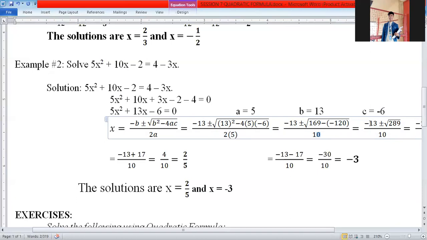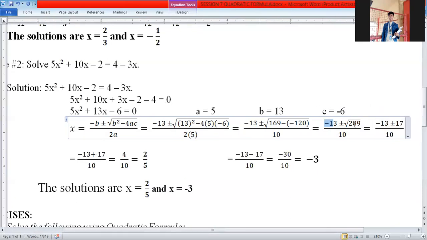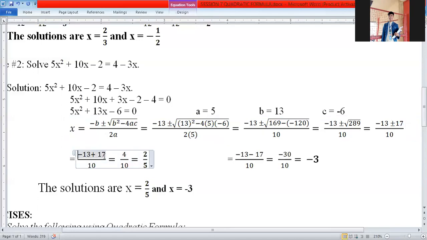So continue the simplification. Negative 13 plus minus the square root of 169 minus negative 120. The answer is 289, and the square root of 289 is 17. So therefore, we have negative 13 plus minus 17 over 10. The first root or the first solution is negative 13 plus 17 over 10, which is 4 over 10 or 2 over 5. So that is the first solution, x sub 1. X sub 2 is negative 13 minus 17 over 10. Negative 13 minus 17 is negative 30 over 10, or negative 30 divided by 10 is negative 3. So therefore, the solutions of 5x squared plus 10x minus 2 is equal to 4 minus 3x are x is equal to 2/5 and x is equal to negative 3.